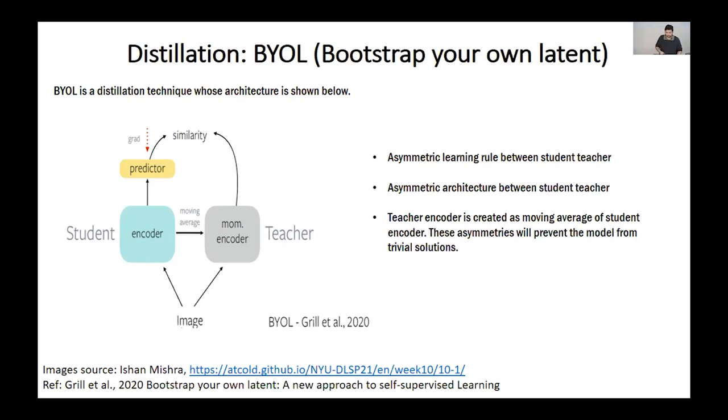We also use some asymmetry in the architecture and the learning rule to avoid collapse during training. This will make sure that during training, it's stable and the loss functions don't collapse to infinity or something. So this is another way of learning an unsupervised representation from unlabeled data.